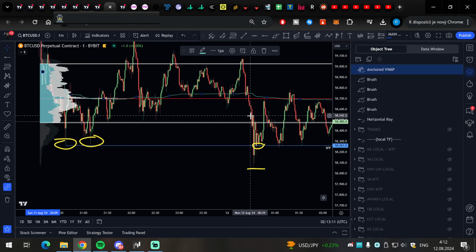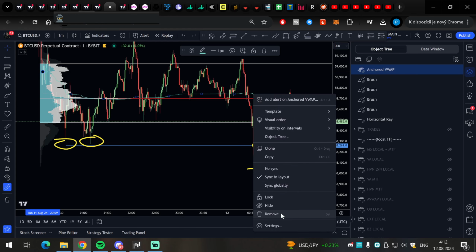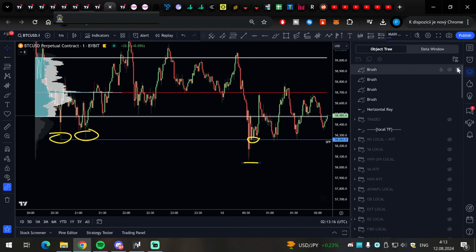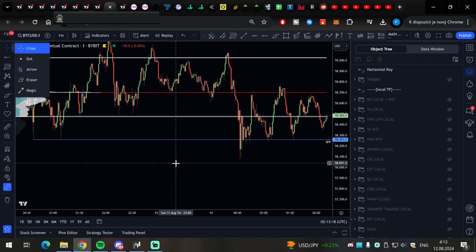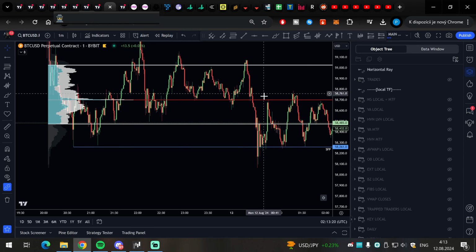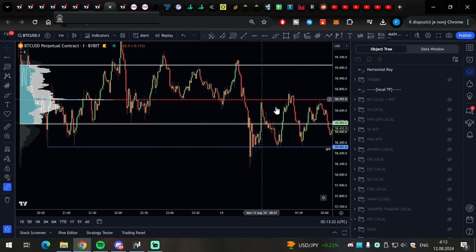So it was very likely going for the VAL and for the lows. Super simple. You can delete it. Also, I can delete this. So the initial move to the upside was great. This was daily open as well.